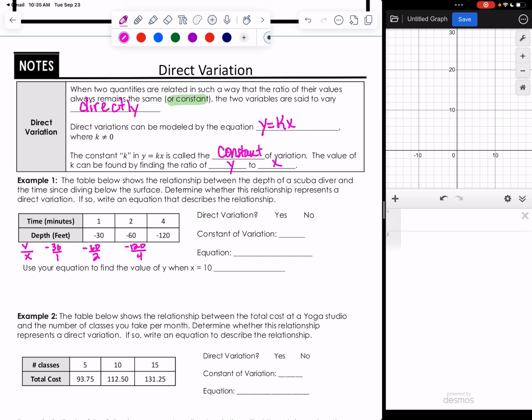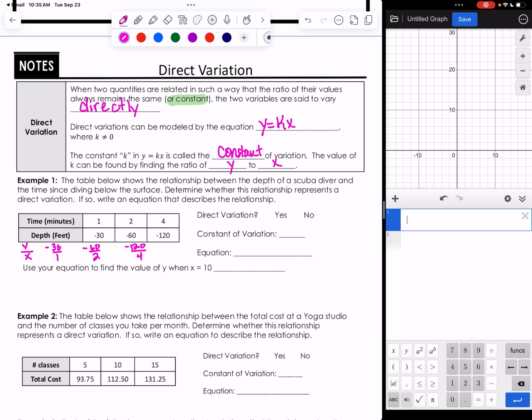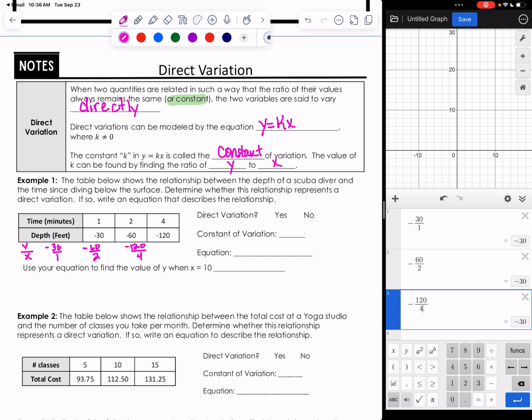Now, let's just put each one of these in the calculator. So I have my Desmos up in here, so I can find each ratio. Negative 30 divided by 1 is negative 30. Negative 60 divided by 2, negative 30, and negative 120 divided by 4, negative 30. So if every ratio of y to x is the same, this relationship is said to be a direct variation. There's a direct variation relationship between x and y.